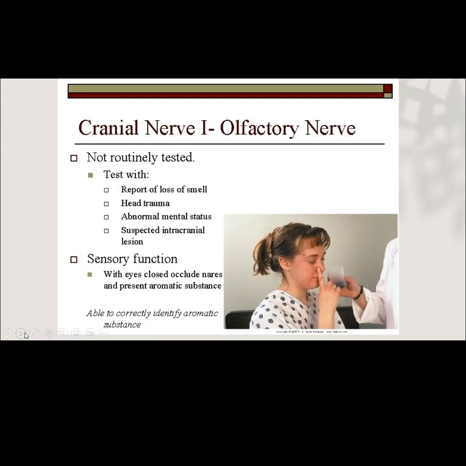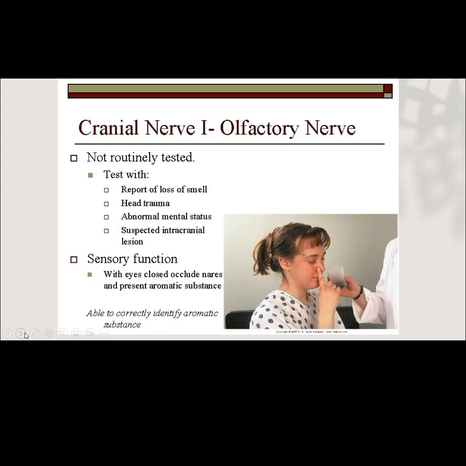All right, so cranial nerve 1 is the olfactory nerve. It is considered a sensory nerve, and its main function is the sense of smell. We're going to assess this by having the patient identify common odors. And you can do this by occluding one nare at a time.